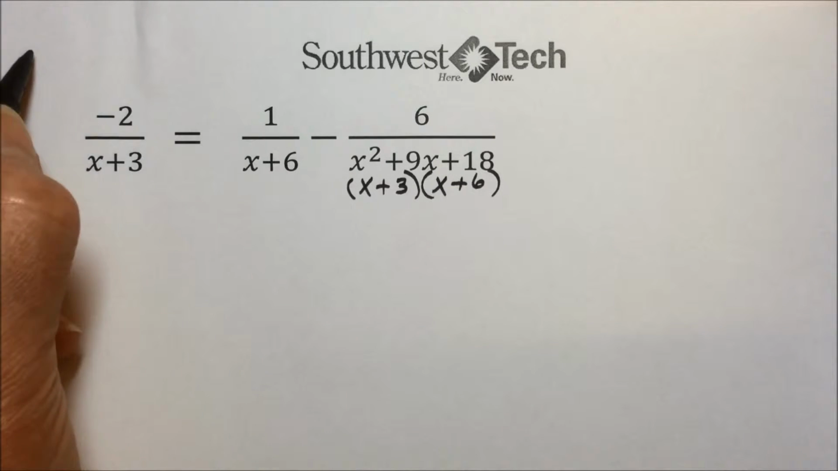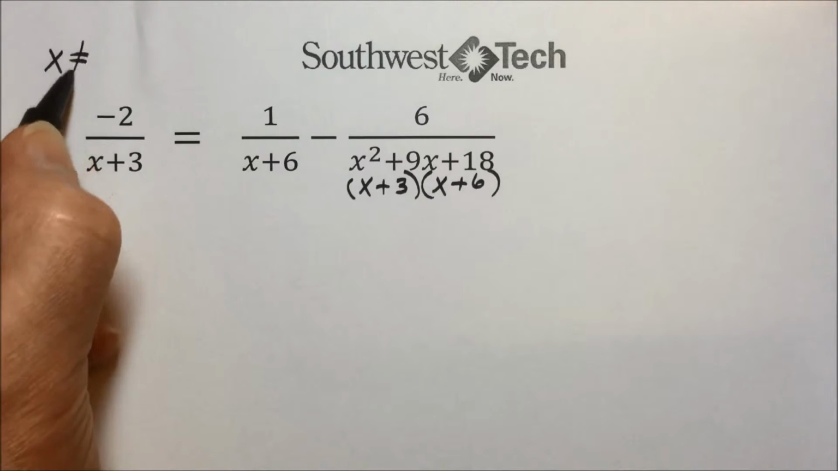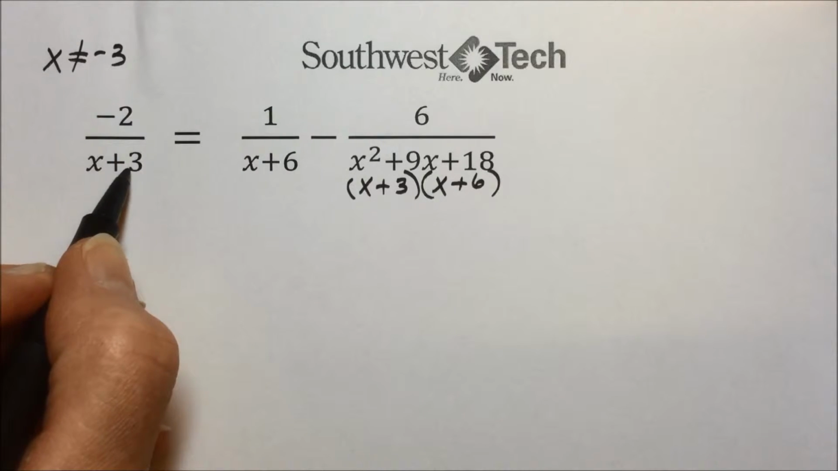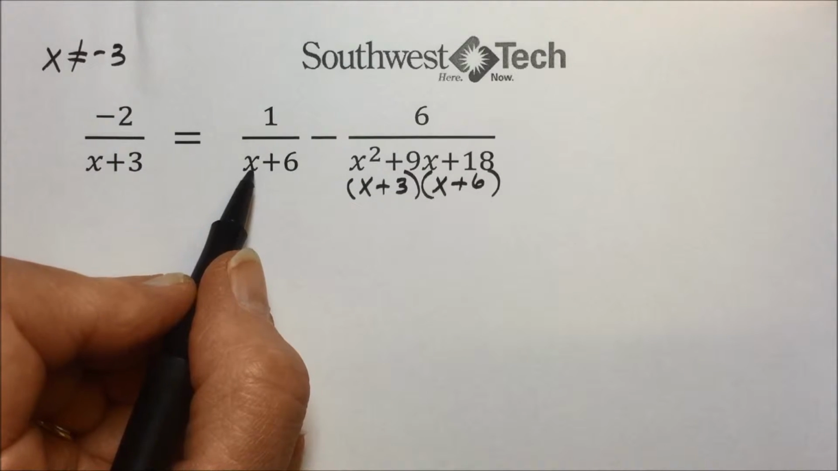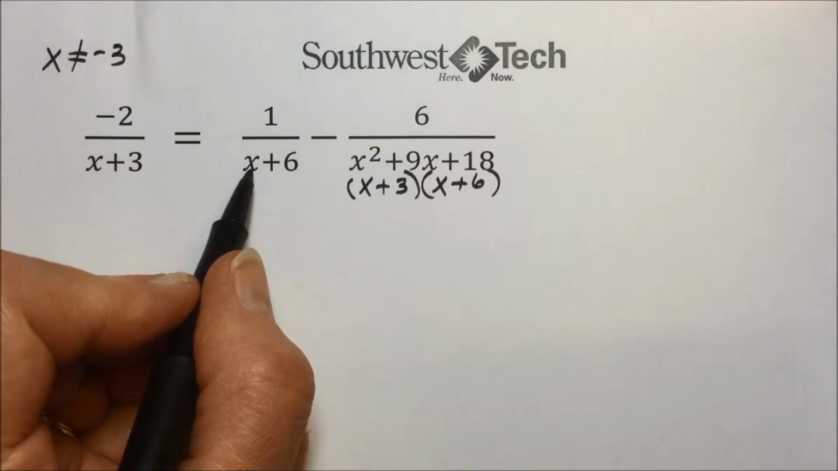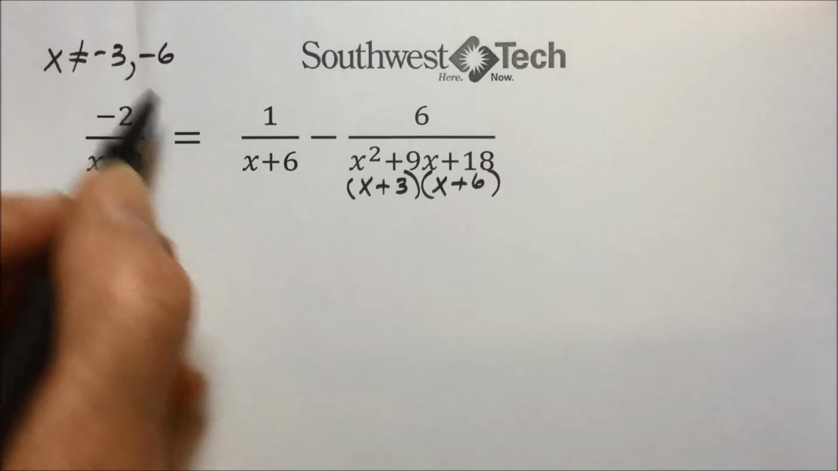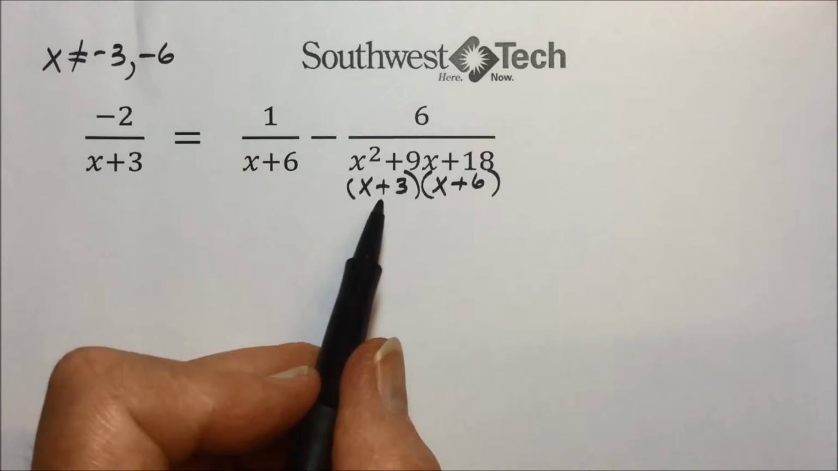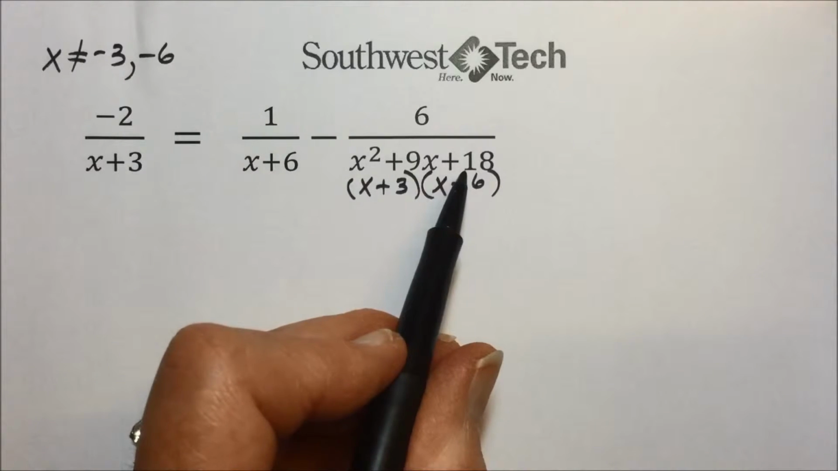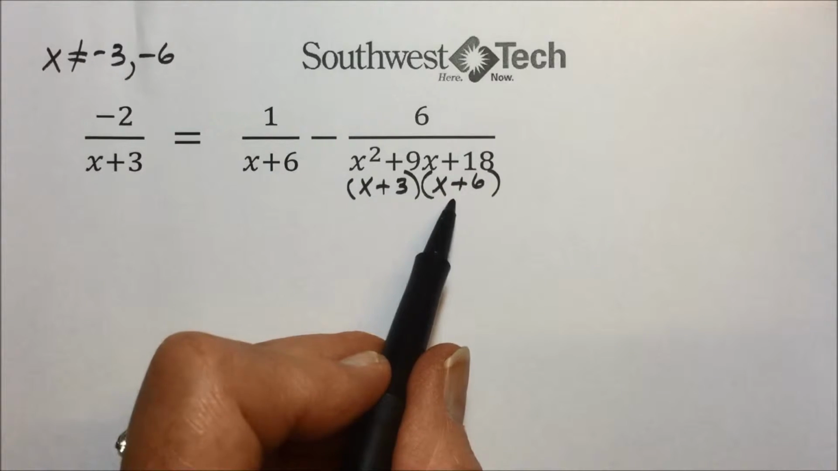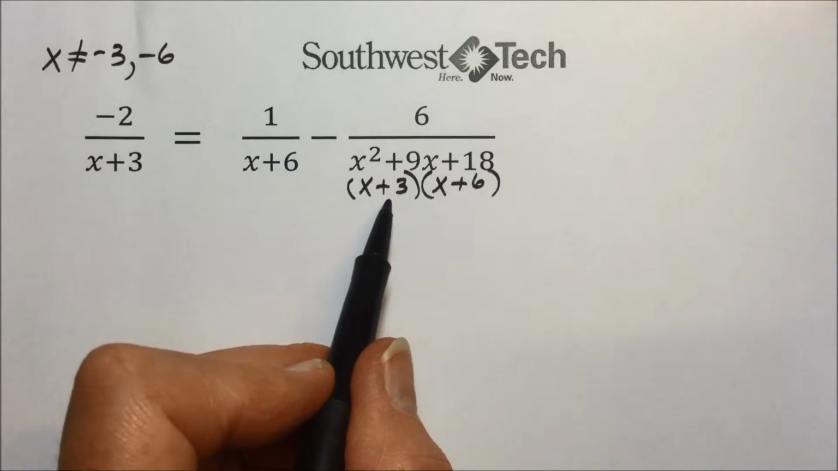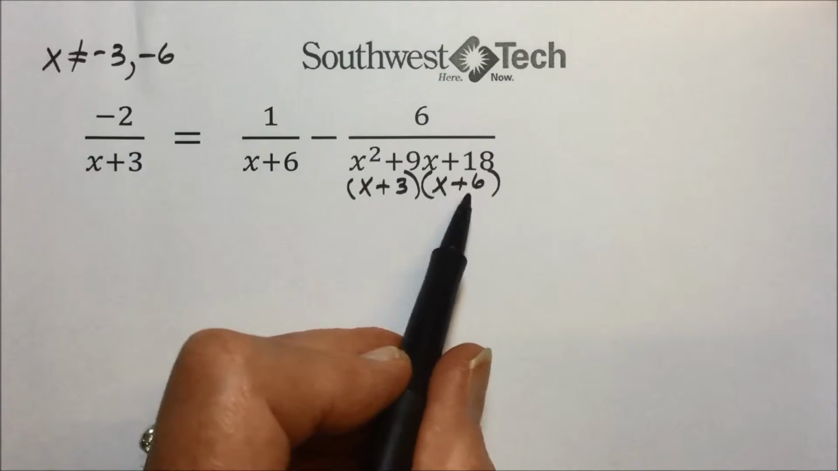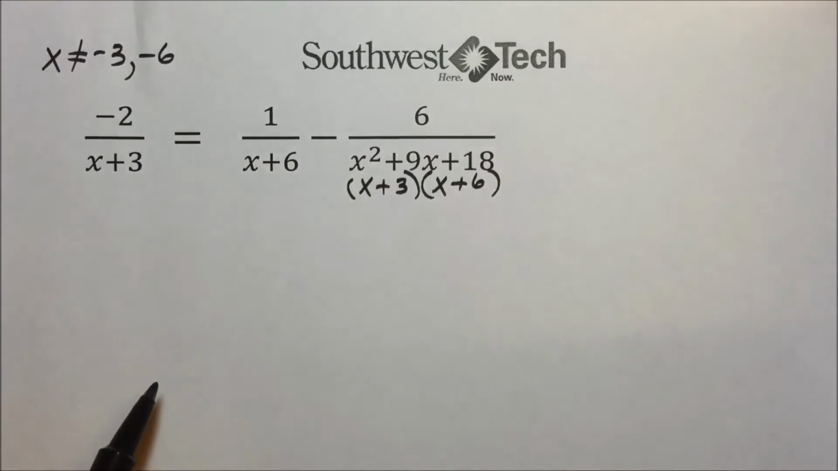That would mean x cannot be a negative 3, because that would give us a 0 here, nor can x be a negative 6. When we set this equal to 0 and solve for x, a negative 6 plus 6 would give us a 0. That's a bad thing. And this third rational expression in this equation has those same denominators, so anytime x would be a negative 3 or a negative 6 would result in the denominator being 0 and undefined, something to avoid.